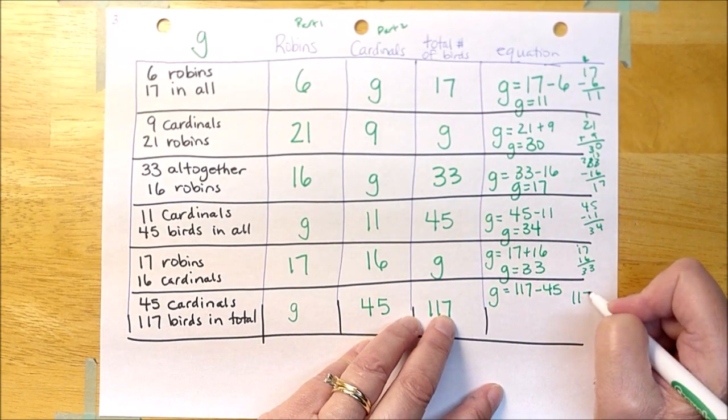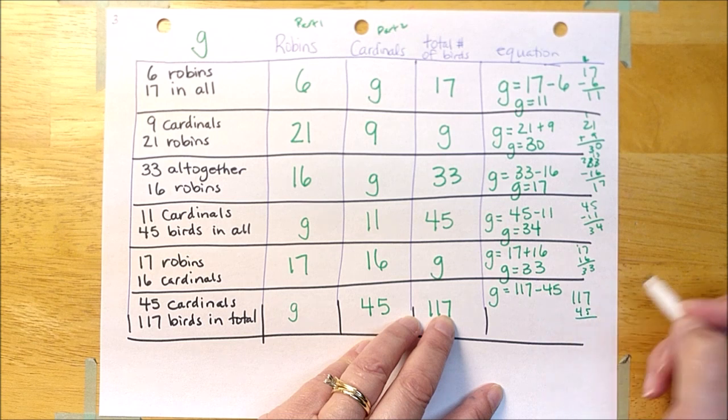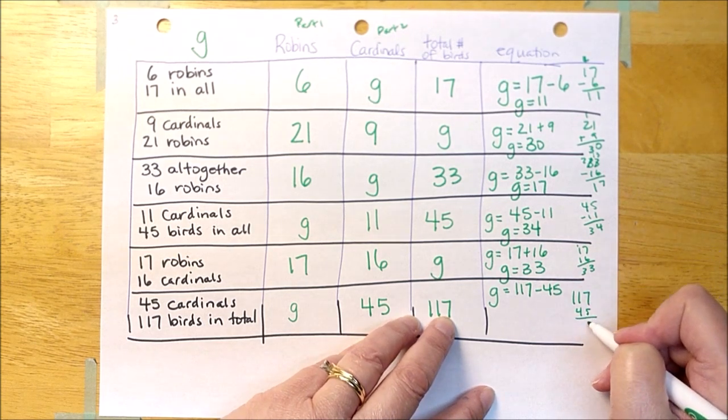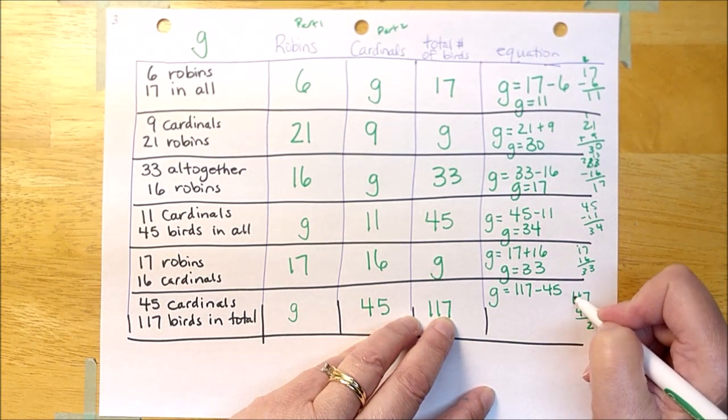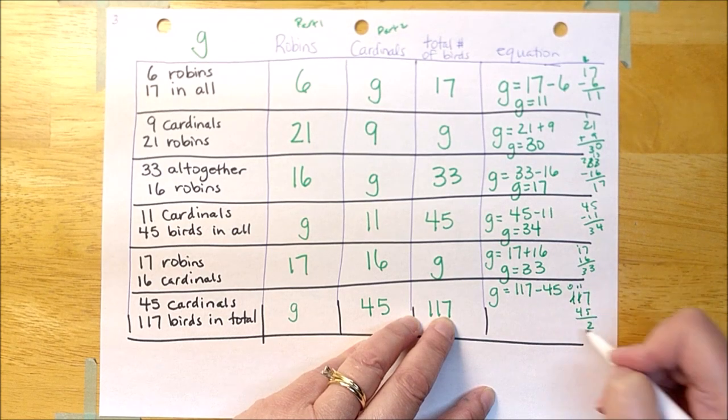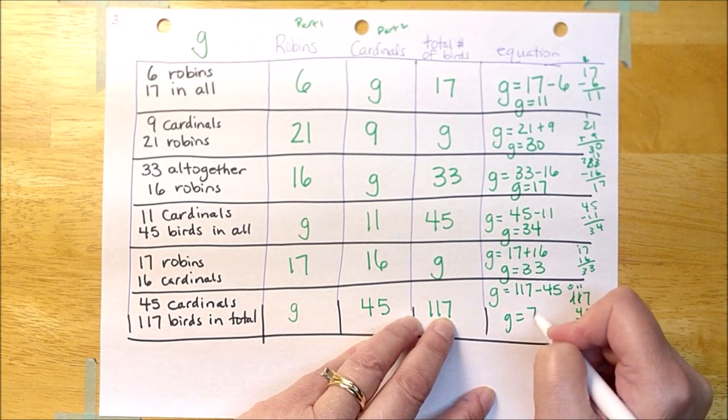Ooh, this is a big one. So 117 minus 45. Always make sure you line up those numbers. Subtract. I cannot subtract there, so I'm going to regroup. So G equals 72.